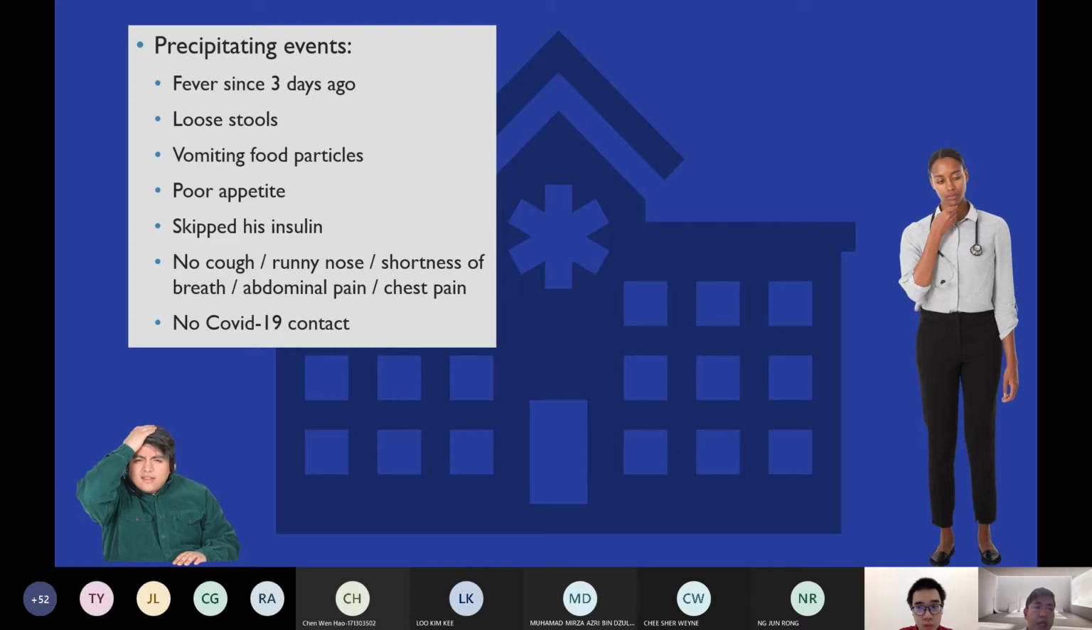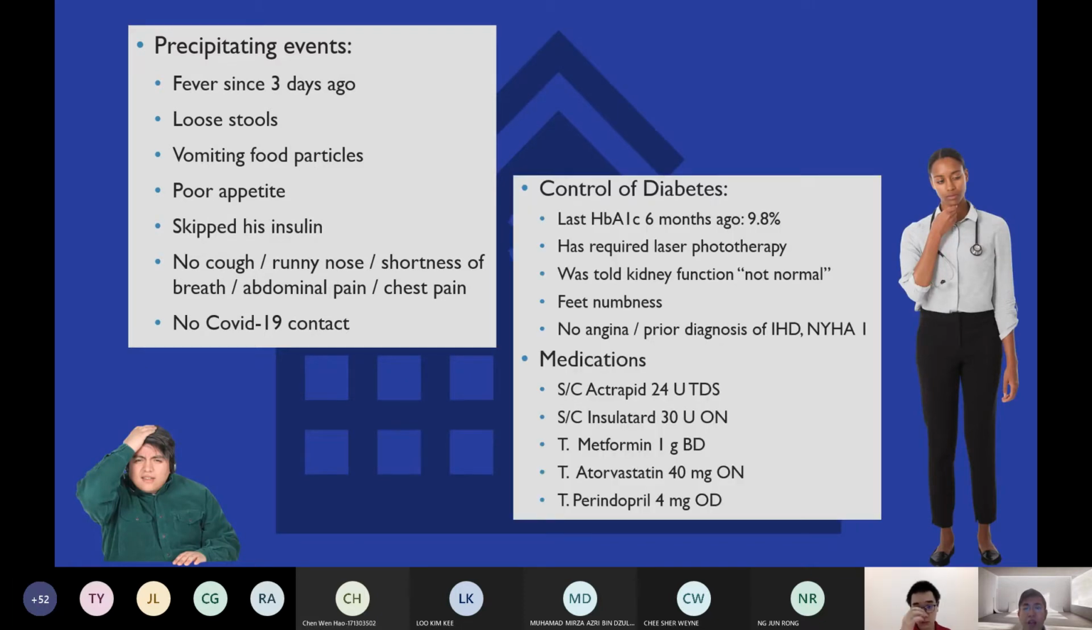So he told you that he has had fever since 3 days ago. He has been having loose stools, increasing in frequency, and has been vomiting food particles for the past 1 day. His appetite has been really poor, and he's been skipping his insulin because of it. He has no cough, no runny nose, no shortness of breath, no abdominal pain, and no chest pain. As a standard screening, we also asked whether he has any COVID-19 contact, and he doesn't have any.